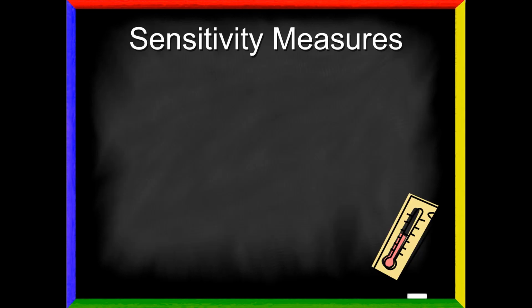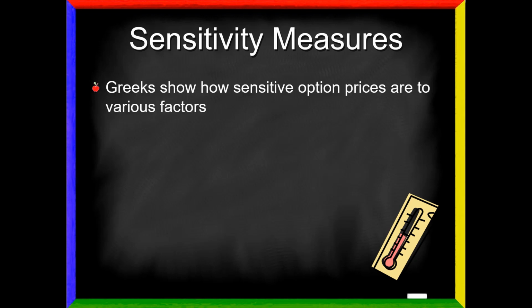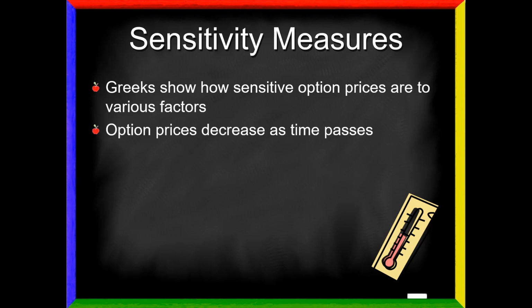So remember, all of your Greeks are sensitivity measures. Greeks show how sensitive option prices are to various factors. There's one exception, which is gamma. We talked about that yesterday. Gamma shows how sensitive our option's delta is to changes in the stock's price. But with that exception out of the way, all of your other Greeks talk about the sensitivity of your option's price.